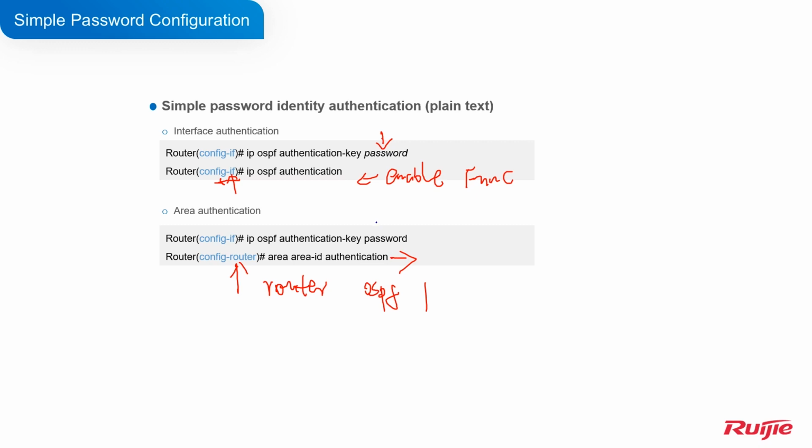But for the password, we have to go to the interface configuration. So here we enter the interface configuration and then use the IP OSPF authentication key to set the password information. For the other router, it's the same.